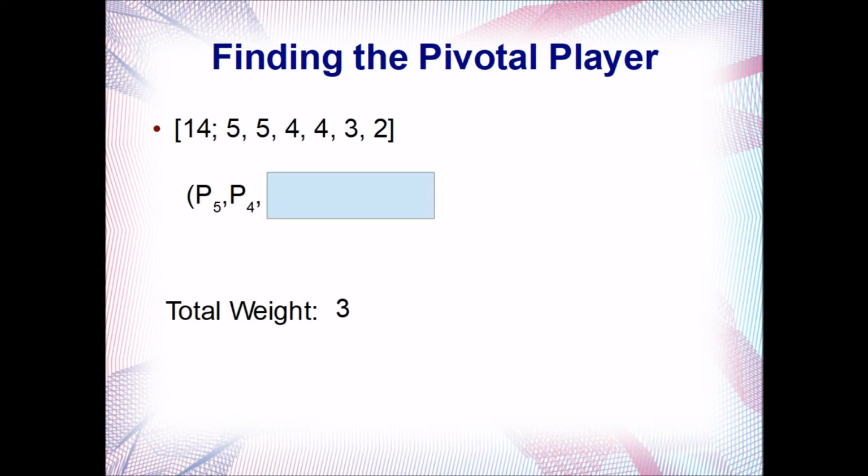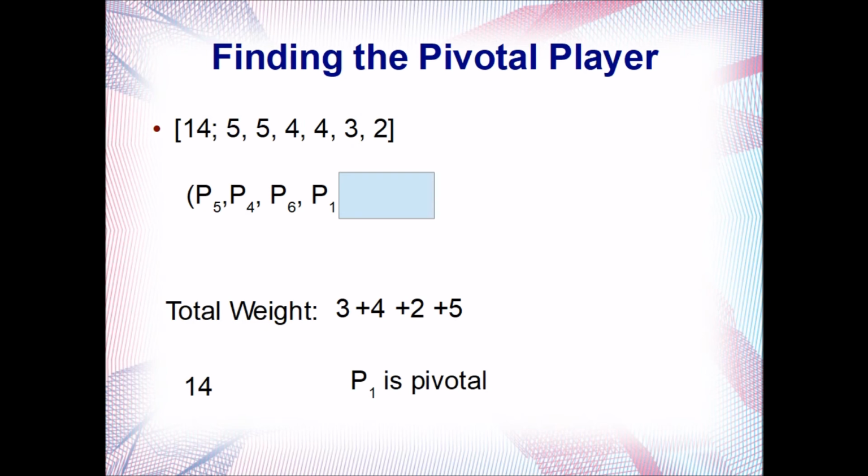So I need to find the total weight of these two people. Player 5 had weight 3. Player 4 has weight 4, so 3 plus 4 is 7, so that's my total weight right there. 7 is less than 14, so this is not enough to win, so I need to keep going. I need to slide my rectangle over and include player 6. Player 6 has weight 2. So if I add all these up, I get a total of 9. 9 is less than 14, so we need to keep going. So I'll slide it over. Now I include player 1. Player 1 has weight 5. If I add up these total weights now, I get 14. And that ties the quota, so that's enough to win. So that means that player 1 is pivotal.